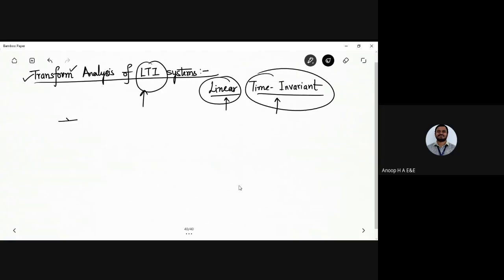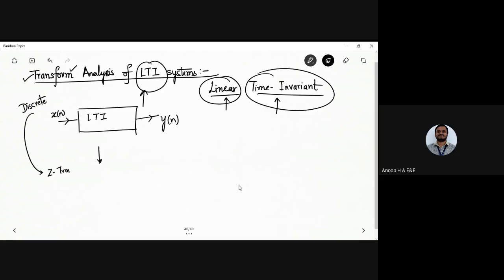So I have an input signal, say x of n. Now I have this LTI system, which might be any interconnection of components, and y of n is its output. So in the z domain, if I want to transform it from the discrete system to the z transform, transforming it to the z domain, what do I need to do? I need to take the individual z transform of the signals.